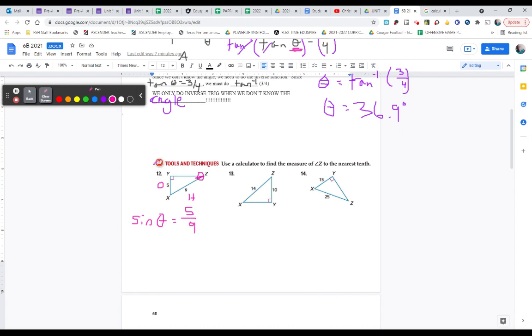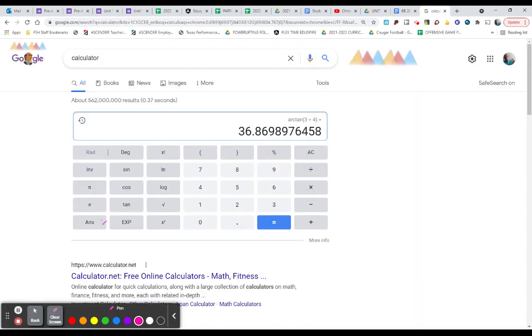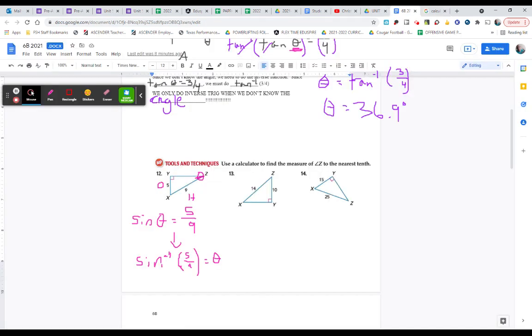So what we have to do is the inverse sine of 5 over 9 to get our theta angle, the inverse sine negative 1 of 5 over 9. Coming over here to our calculator, inverse sine, which is sine negative 1, 5 divided by 9. We get our angle, 33.7 degrees. So z is going to be 33.7 degrees.